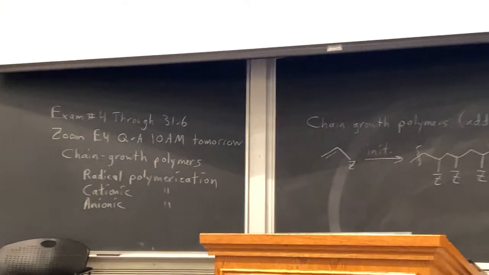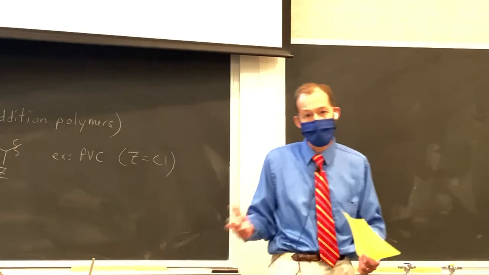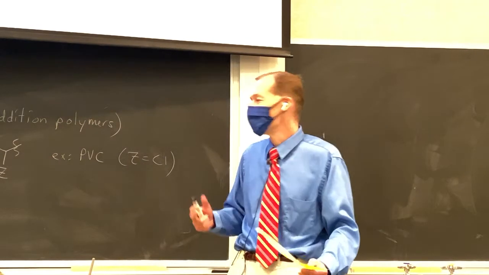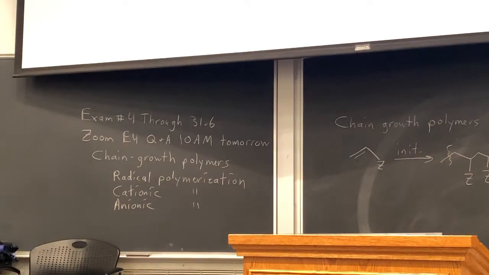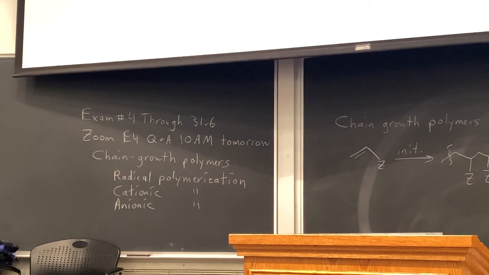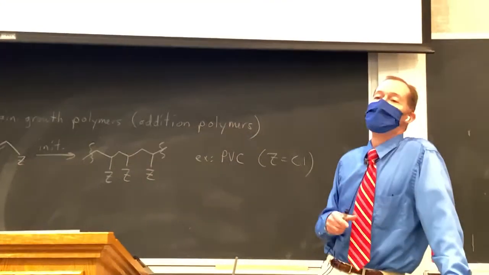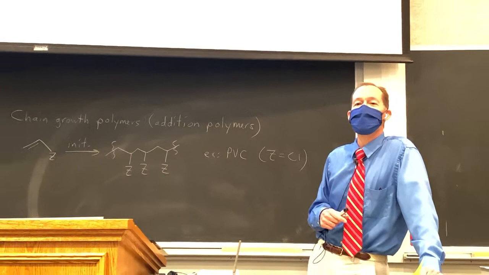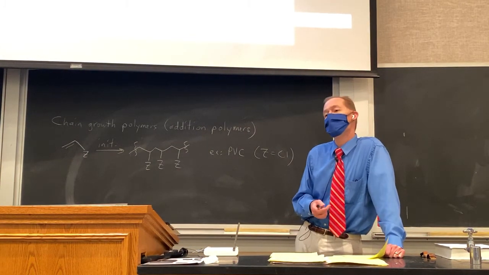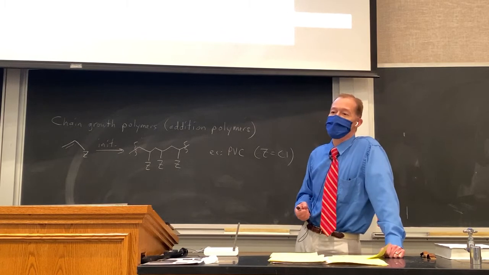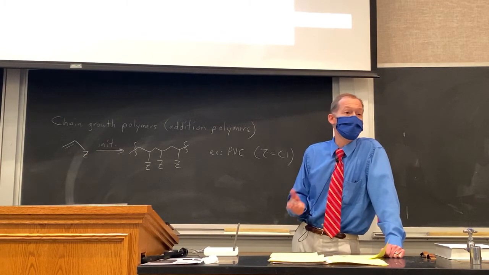So today we're going to talk about chain growth polymers, one of our 2 classes of polymers. And they're made by 3 different methods: radical polymerization, cationic polymerization, and anionic polymerization. So the nice thing about polymers is that the reactions that are used to generate polymers are very simple. And they're all reactions that we've already learned. So we're not going to be learning any new chemistry in this class.